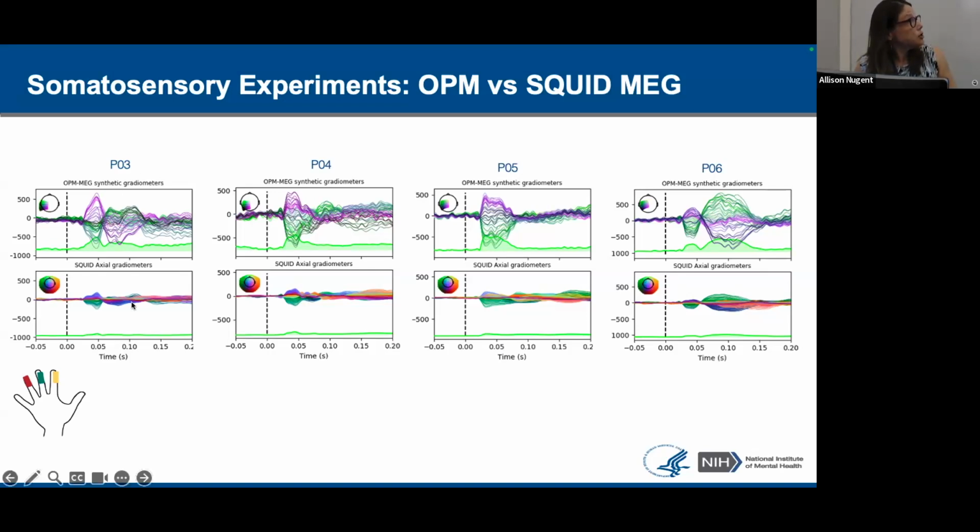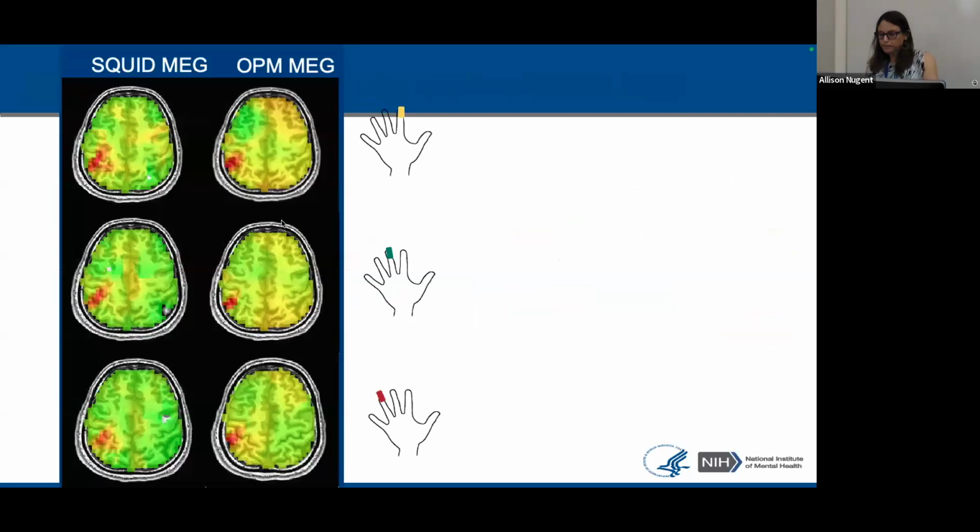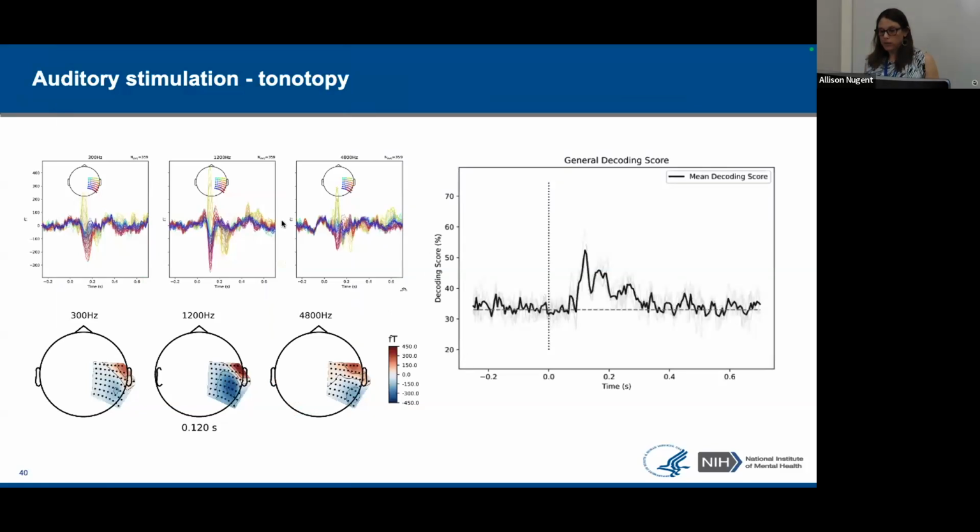While the architecture of the overall response is the same between the SQUID and the OPM measurements, you can see there's a lot more detail in the response, just because of the additional signal to noise that we get. These are some preliminary beamformer results for the primary response for each finger separately. I'll note that these are very preliminary. We haven't incorporated some of our calibration and co-registration refinement work, but you can see already that the result from the OPM array is much more focal than what we get with our SquidMag array.